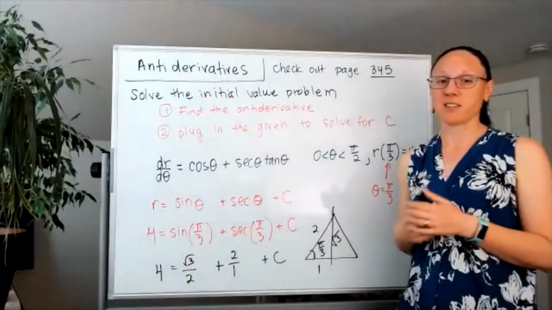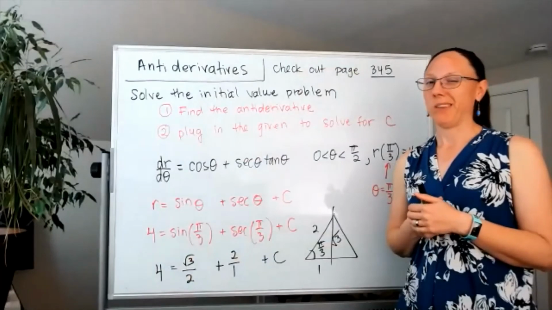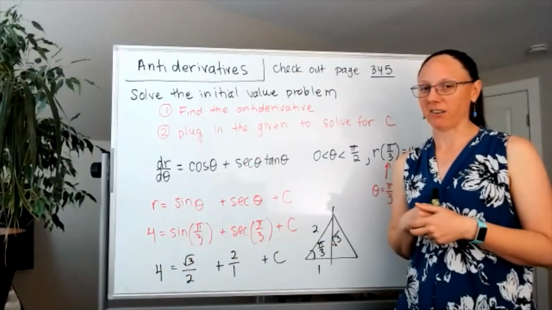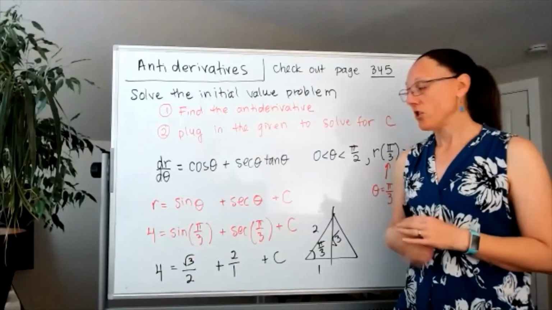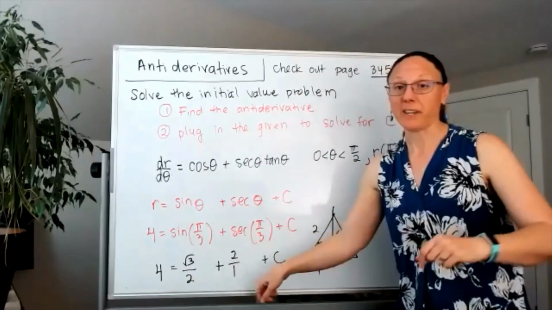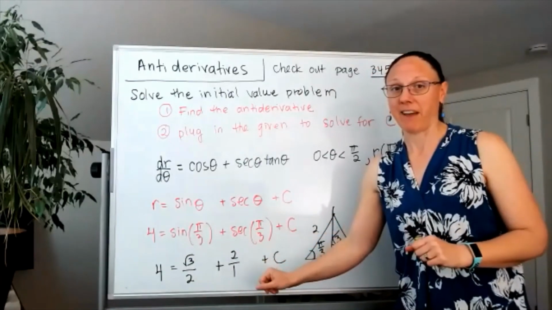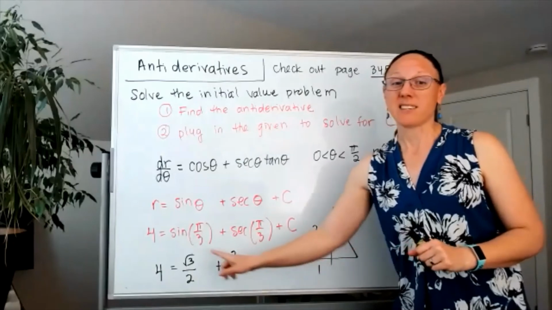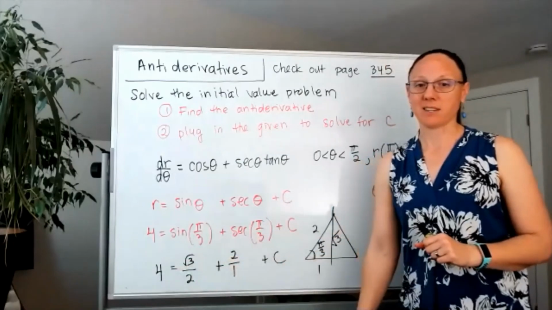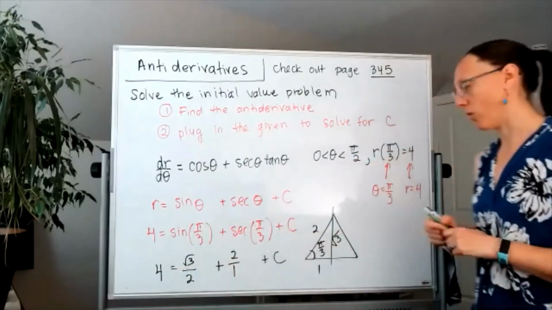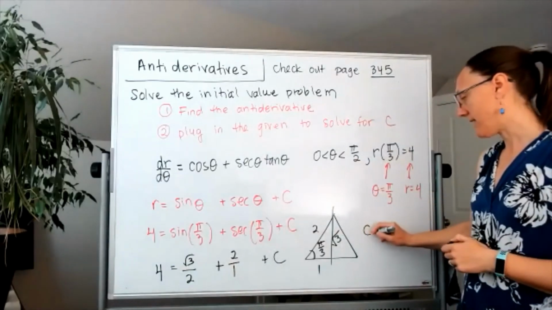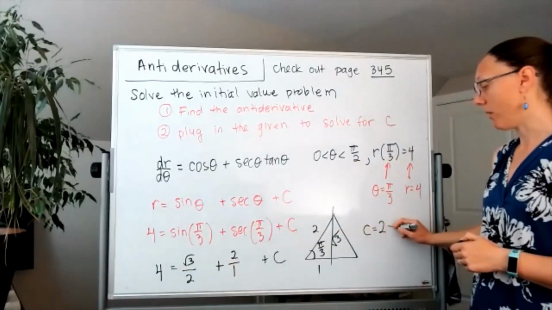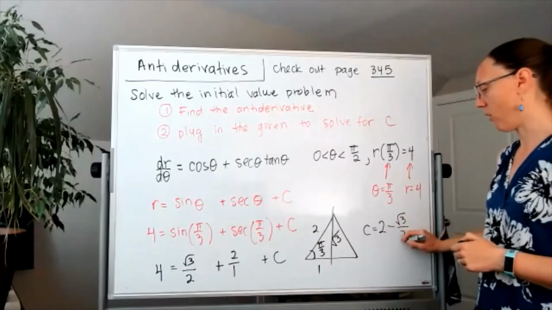Now, if I were doing this and solving for c, I wouldn't do too much to simplify here. 2 over 1 is 2. We can do that in our heads. Go ahead and simplify that. So I can subtract the 2 from both sides, but I wouldn't do much more than that. I would say that c is equal to 2 minus the square root of 3 over 2.